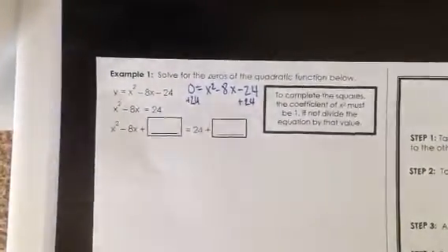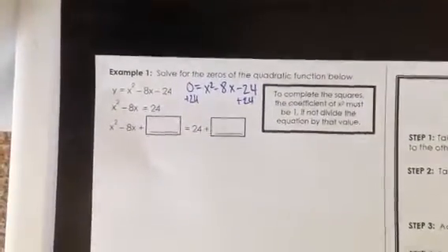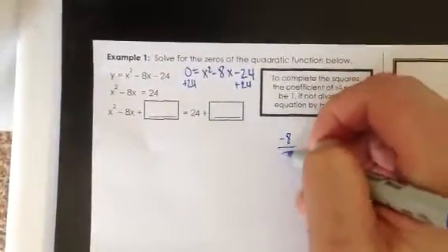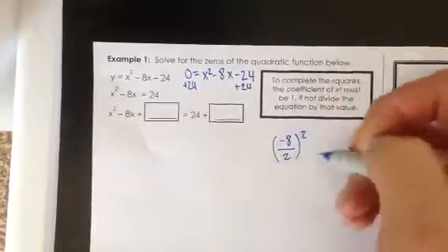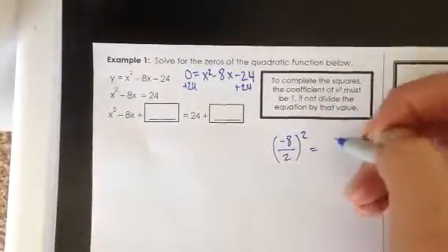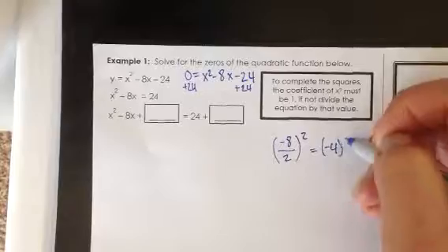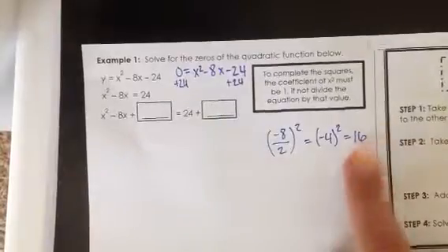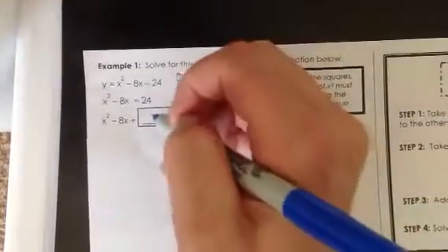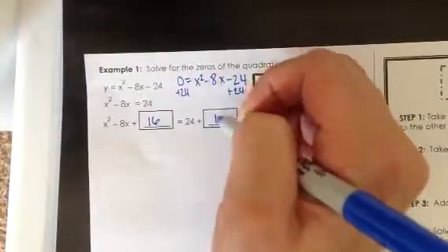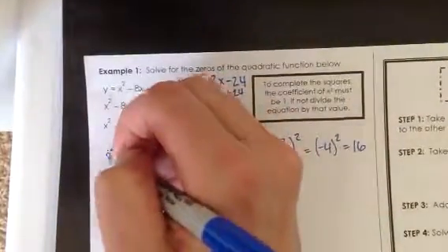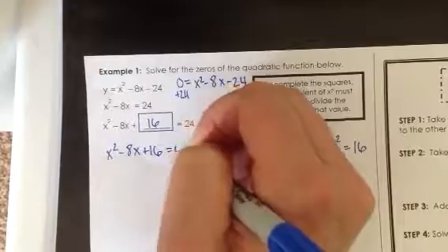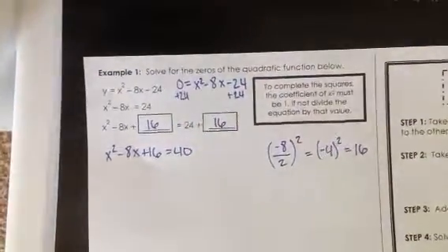The second step is to take half of the b term and square it. Well, my b term is negative 8. So I do negative 8 divided by 2, and I square it. Negative 8 divided by 2 is negative 4, and negative 4 squared is 16. We now need to add that 16 to both sides of our equation. Well, that gives us x squared minus 8x plus 16 equals 40.